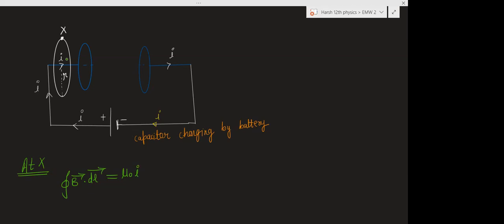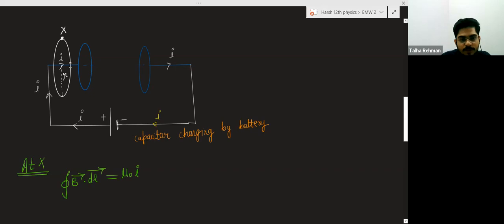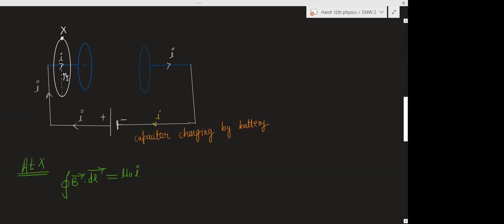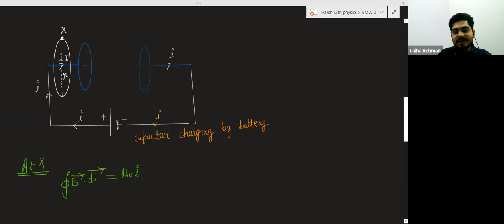Okay. Now, as this is a circular loop, at the periphery or circumference of this loop, the magnetic field will be constant, because all points on the periphery have equal distance from this wire. That is why the magnetic field will be constant at each and every point of this loop.